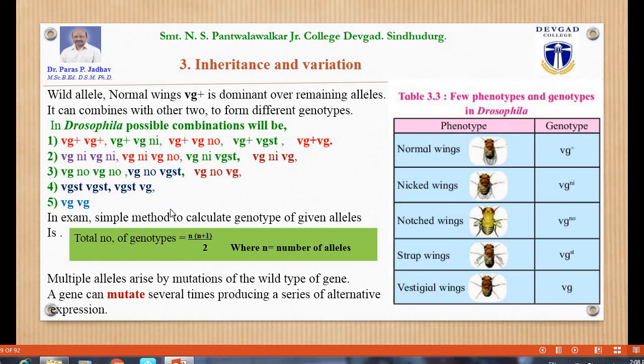So here we can obtain 15 genotypes. In the exam, a simple method to calculate the number of genotypes for given alleles is: total number of genotypes is equal to n (n plus 1) upon 2, where n is equal to number of alleles. Now at this place, how many alleles are there? 1, 2, 3, 4, 5 alleles. So how many genotypes will there be? Here 5, and 5 plus 1 is 6, 6 times 5 is 30, divided by 2 is 15. If you count these, there are 15 genotypes.